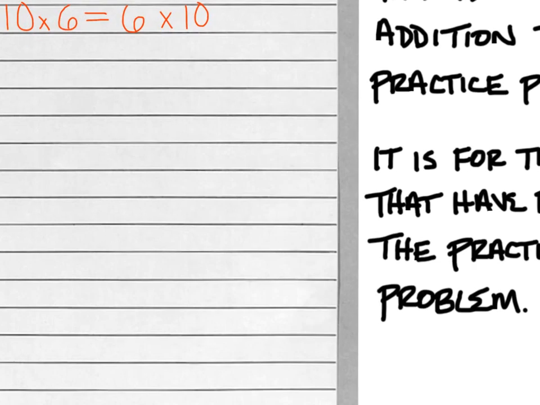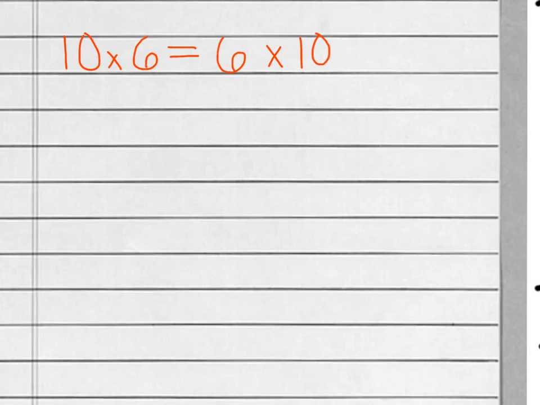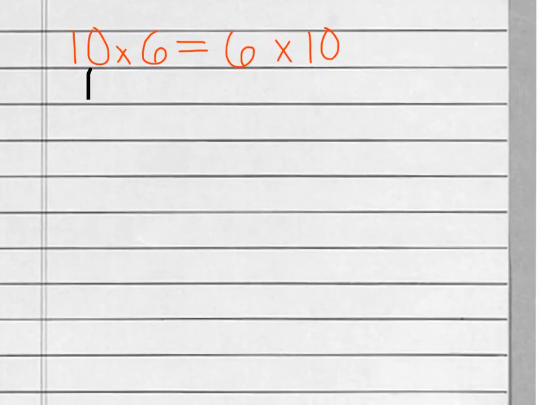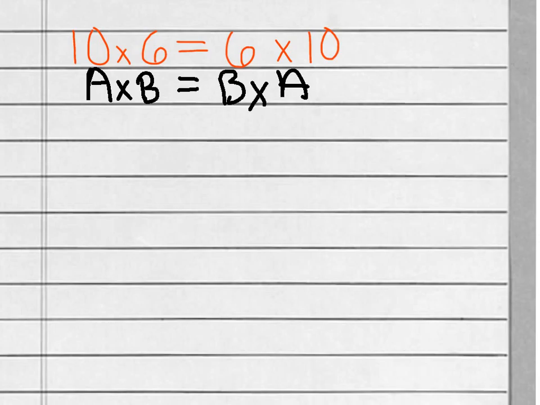Next bonus. Alright, no bonus for this one. Alright, we have 10 times 6 is equal to 6 times 10. That's going to be A times B equals B times A. So that's going to be the commutative property of multiplication, which is letter B.